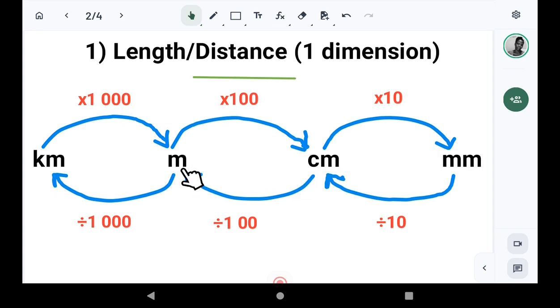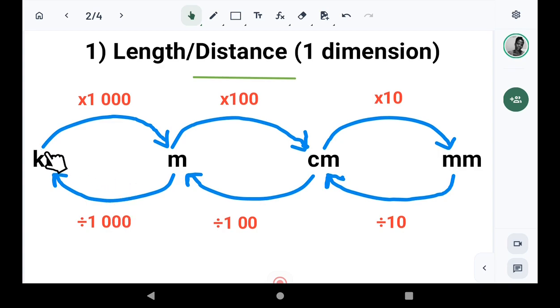Now, also, 1 meter has 100 centimeters. So to convert from meters to centimeters, you multiply by 100. Also, there are 1,000 meters in 1 kilometer. So therefore, to convert from kilometers to meters, you must multiply by 1,000. In general, when you're converting from a bigger unit of measurement to a smaller unit of measurement, you multiply. But when you do the opposite, going from a smaller unit of measurement to a bigger unit of measurement, you divide, and we're going to look at how you do that in a moment.